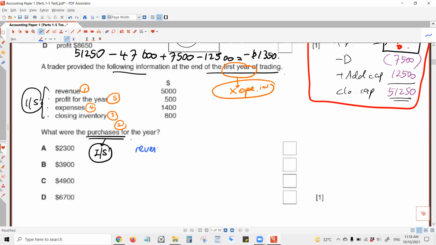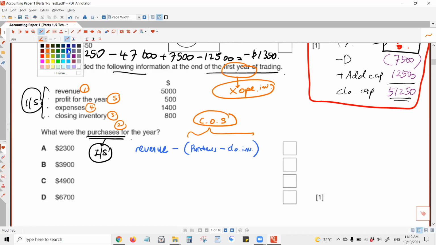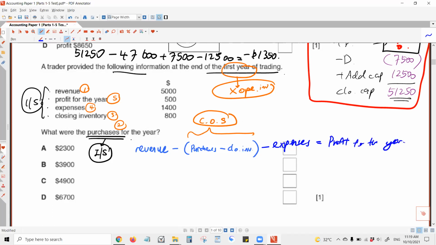So firstly, form an equation following the order of their arrangement. Revenue minus cost of sales, right? And inside the cost of sales, you have purchases, which is the missing figure, minus closing inventory, close bracket, okay? All the figures within the bracket form the cost of sales section. And what else do I need to include? 1, 2, 3, 4, 5. Two more items. Minus expenses equal to profit for the year. Now we have successfully formed a correct equation.